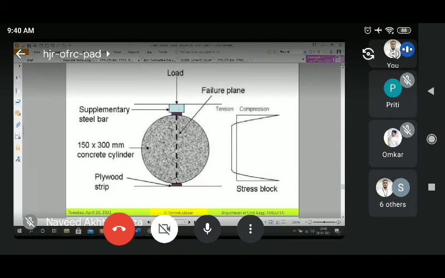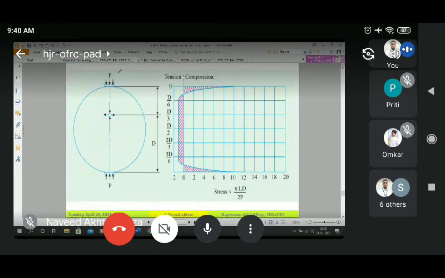A supplementary steel bar is provided to apply the load at the center of the cylindrical specimen placed horizontally between the loading surfaces. Then the load is applied and you can see the stress pattern. The load is applied equally from top and bottom, and the compression is only in the middle portion, but other than this portion there is maximum tension. Only up to this surface is the compression there, otherwise everywhere else feels tension.